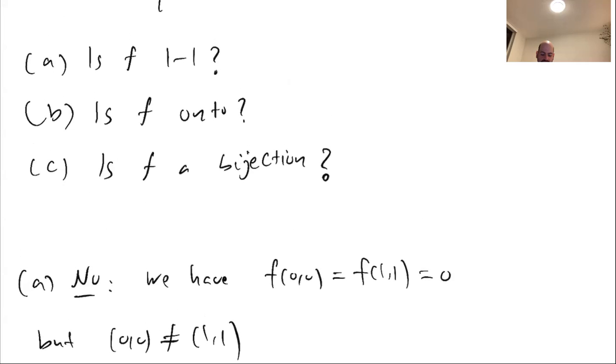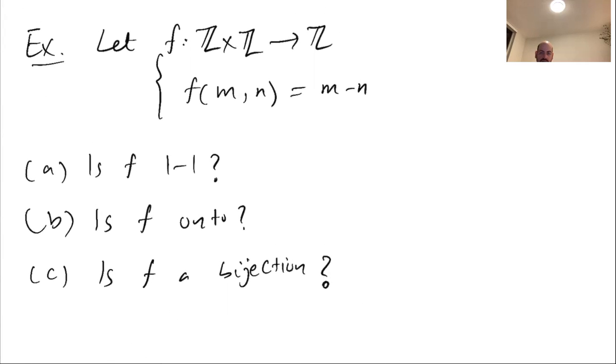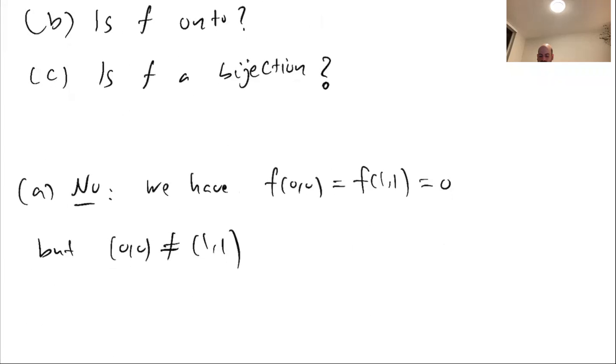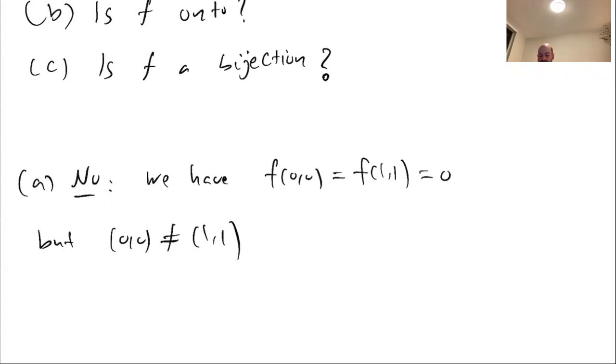What about part B: is f onto? Onto means, can I say that every element in the codomain occurs as an output of f? Well, let's look at the codomain. The codomain is Z. Can I say that every element in Z occurs as an output? To get an idea, let's think about some elements in the codomain Z. For example, 0 is one of the elements. Is 0 an output? Well, yes, of course, we just saw that f of 0 and 0 is 0.